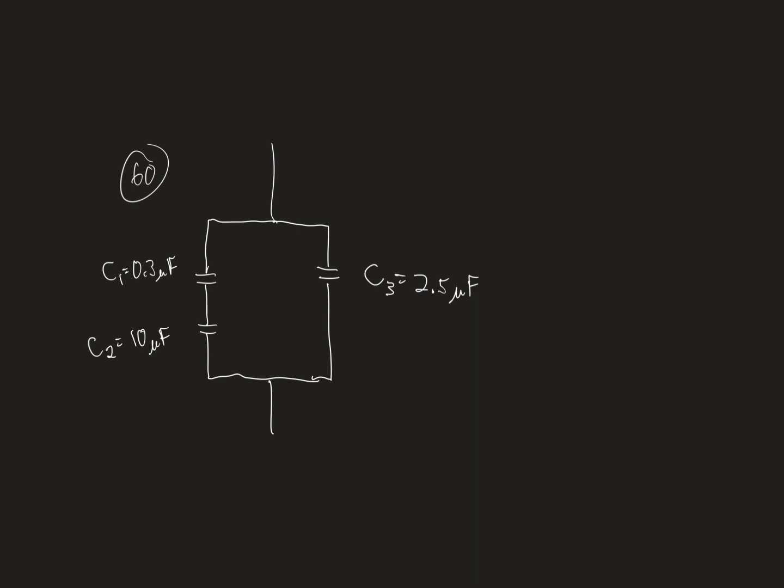All right, so what I want to do is find the equivalent capacitance of this whole circuit. Again, this is problem number 60 in chapter 19 in the textbook, so you can read it there as well. I have my circuit. I have C1 is 0.3 microfarads, C2 is 10 microfarads, and C3 is 2.5 microfarads.